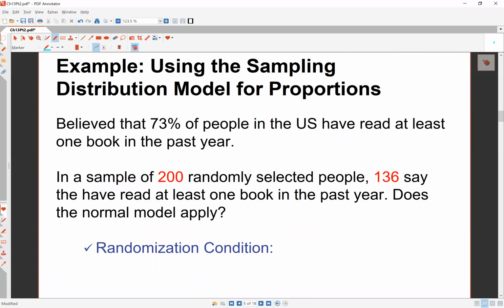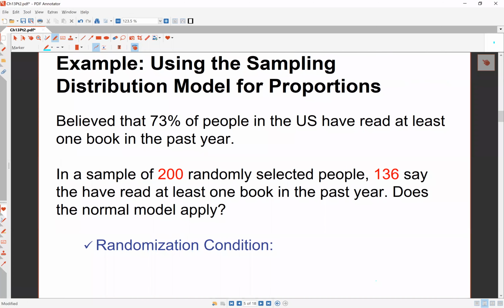So how does that help us? Well, let's look at a specific example. First, figure out in this example if the normal model holds, and then we'll see what kind of calculations that allows us to do. So let's say we believe that 73% of people in the US have read at least one book in the past year.